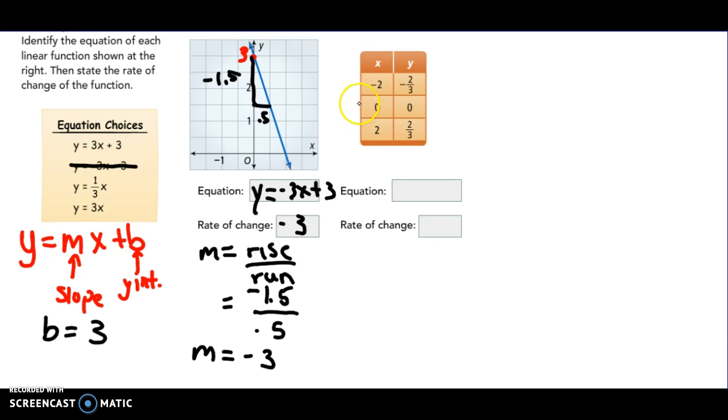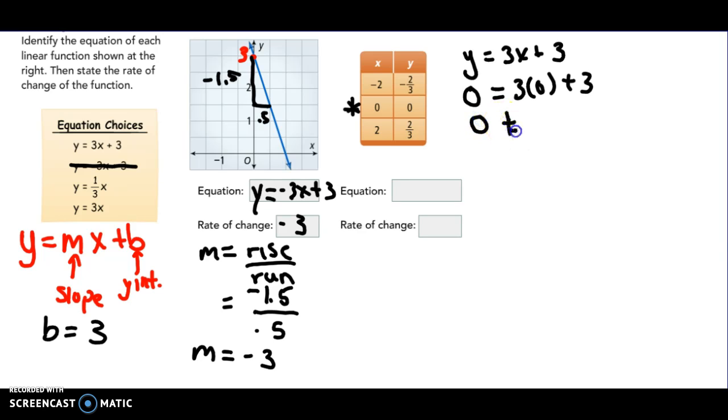Let's try using our ordered pair 0, 0 to substitute for our x and to substitute for our y. So what happens if we do the first equation that says y equals 3x plus 3? Well, if I let y equal 0 and I let x equal 0, 0 does not equal 3. So I know that this equation here is not going to work for me.